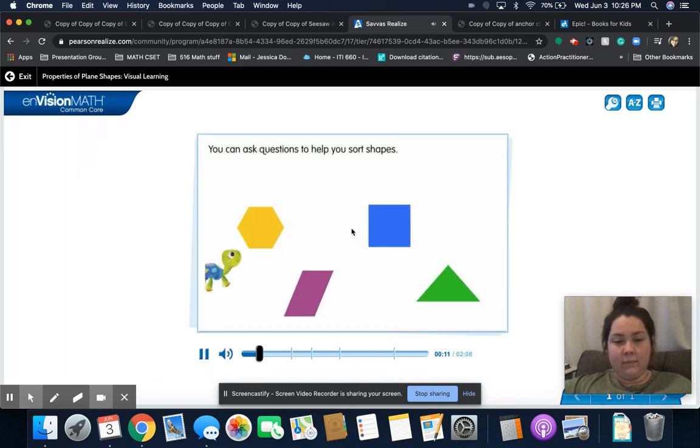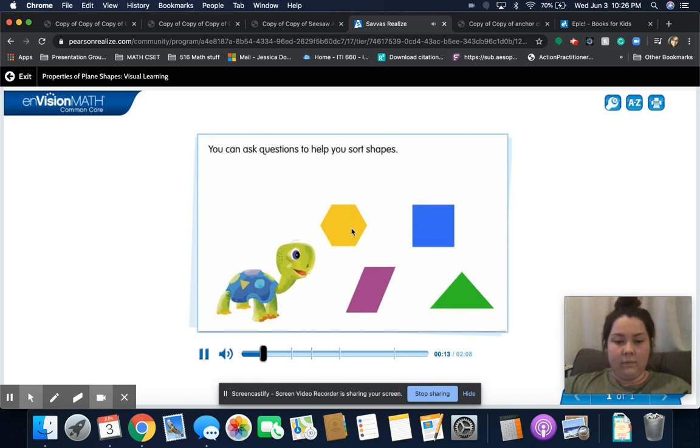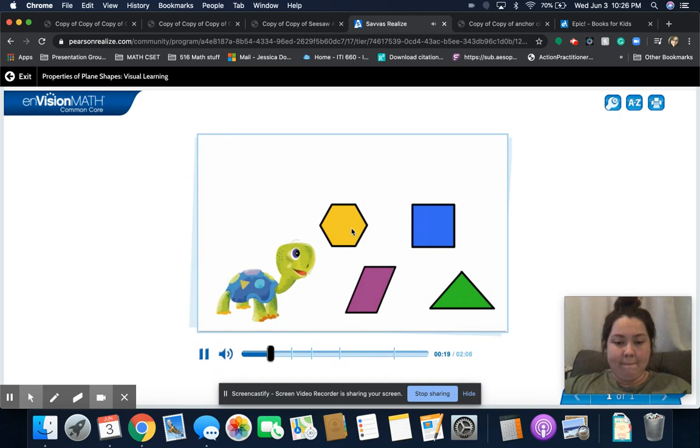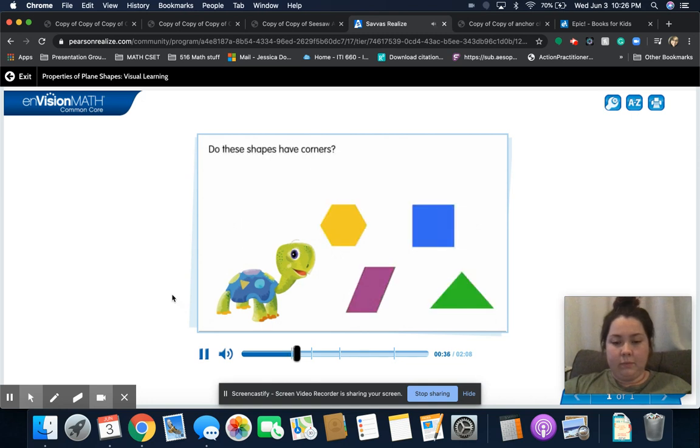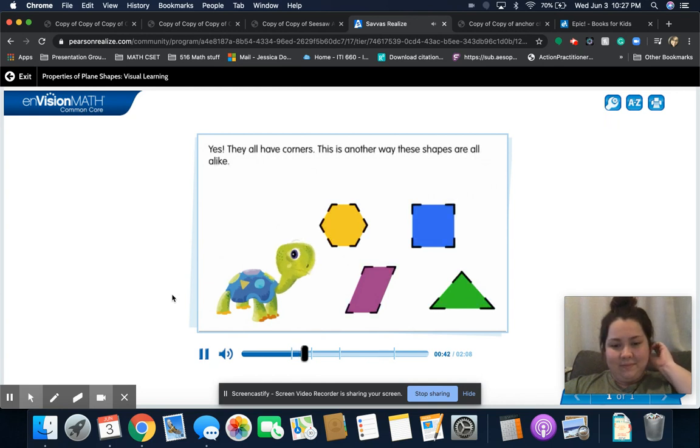You can ask questions to help you sort shapes. Look at the sides of the shapes. How are these shapes alike? Think about it. Do these shapes have straight sides? Yes, they all have straight sides. That's right. This is one way they are all alike. They're not curved. Do these shapes have corners? Yes, they all have corners. This is another way these shapes are all alike.